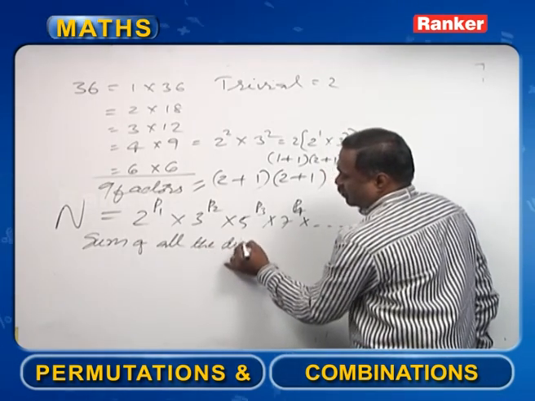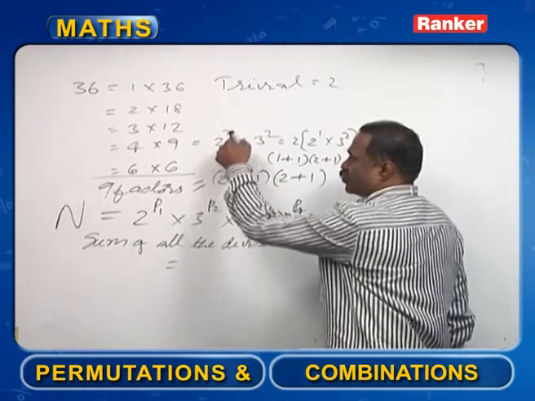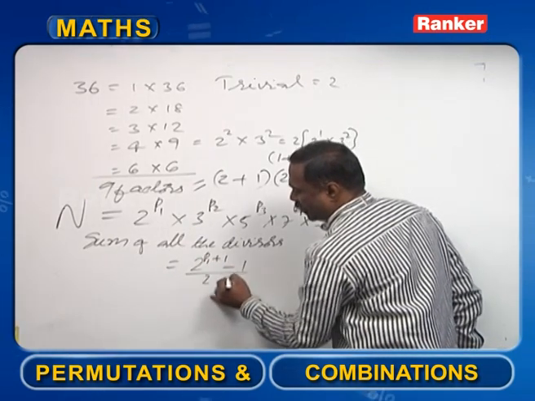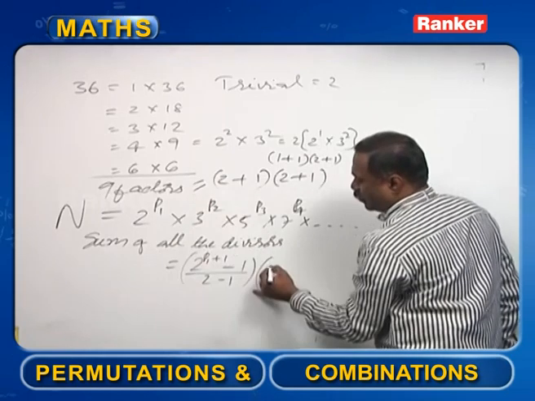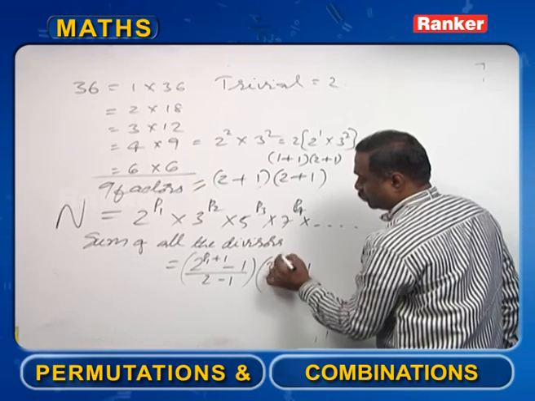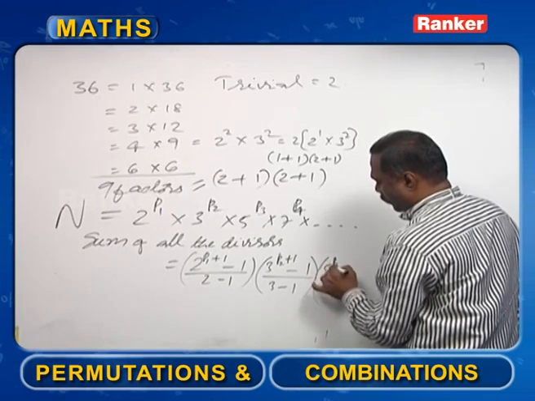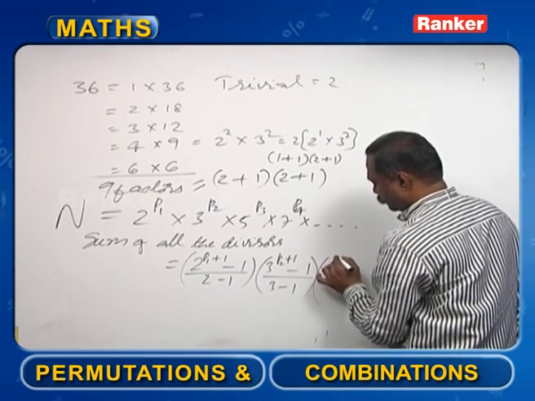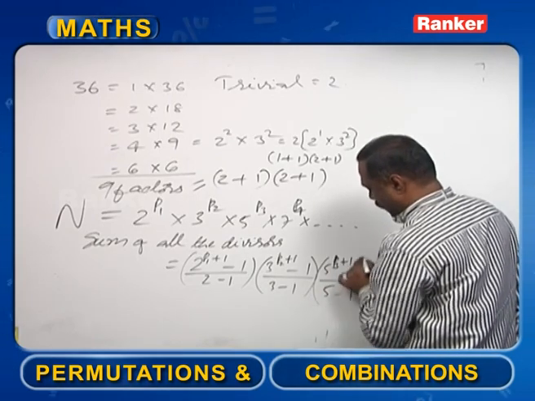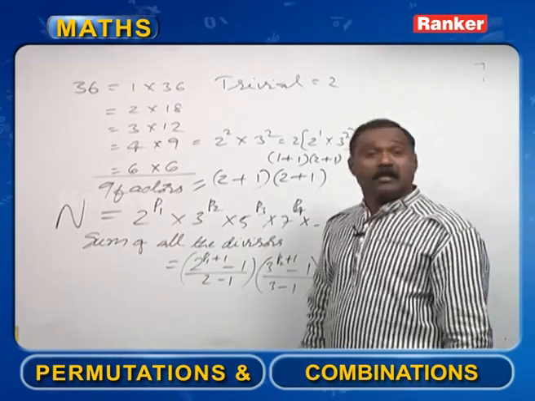All the divisors or factors is equal to, this 2 square becomes 2 cube there. So 2 power p1 becomes 2 power p1 plus 1 minus 1 upon 2 minus 1. And 3 power p2 becomes 3 power p2 plus 1 minus 1 upon 3 minus 1. 5 power p3 becomes 5 power p3 plus 1 minus 1 upon 5 minus 1 and so on. This will give you simply the sum of the divisors. Then sum of the odd divisors, sum of the even divisors.